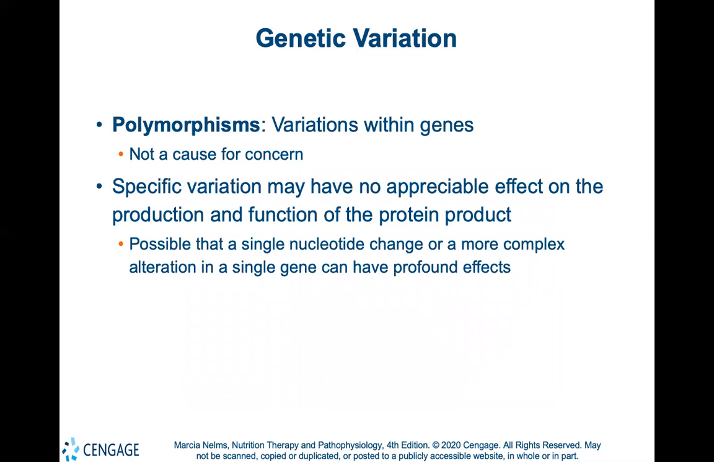Polymorphism variations exist within genes throughout the population. Most of these variations are not cause for concern. The outcome of a given variation depends on the nature and location within a given gene. In other words, a specific variation may have no effect on the production and function of the protein product. It is also possible that a single nucleotide change or a more complex alteration in a single gene can have a profound effect.